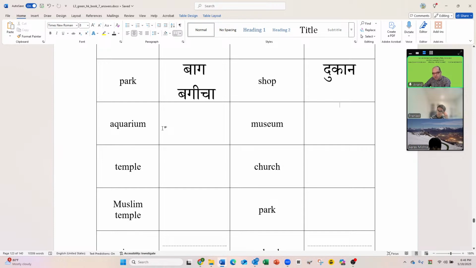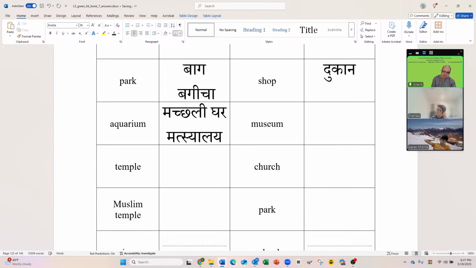Aquarium. Does Arav know the Hindi word for aquarium? Prahlad: Machli ghar. Yeah, machli ghar. So aquarium will be machli ghar. Now there is also a Sanskrit word, matsya, matsyalay. Go and write both the words. They are bigger words. Machli ghar and matsyalay.